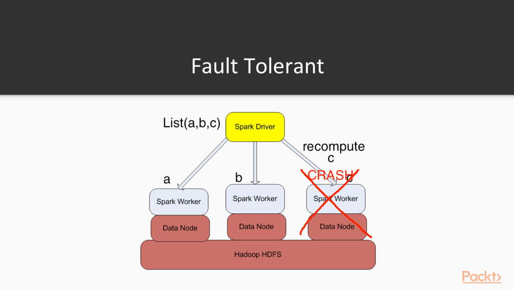So let's get back to our example of processing a list of 3 elements, A, B, C. So let's say that the Spark driver is executing A on worker 1, B on worker 2, and C on worker 3. And something bad happens to the third worker, so there is a crash, and after the crash that worker will restart, and the value C will be recomputed by that worker. It could also be recomputed by some other worker if processing of element A or B finishes.